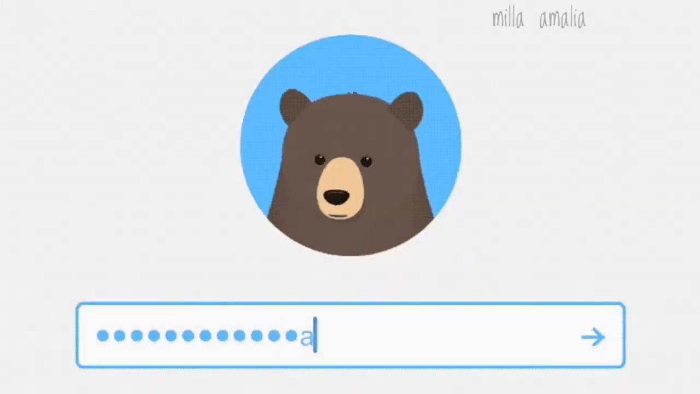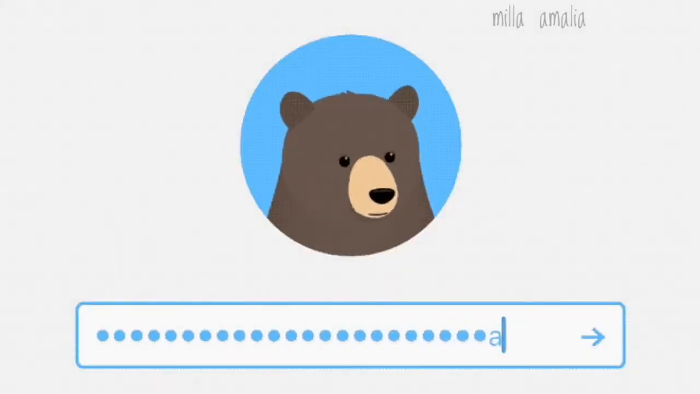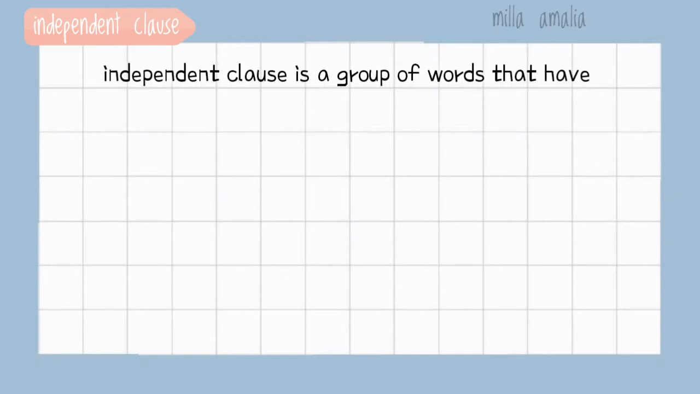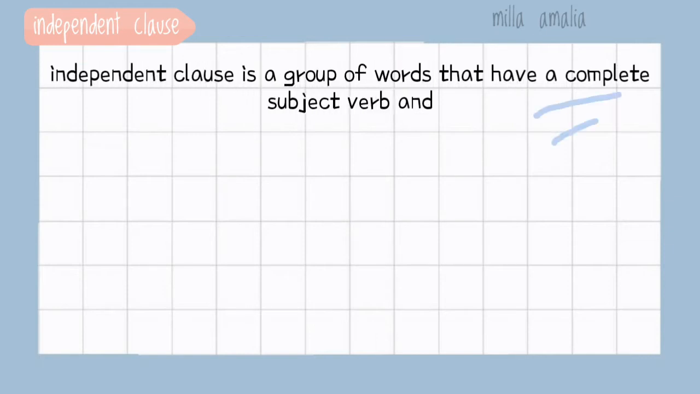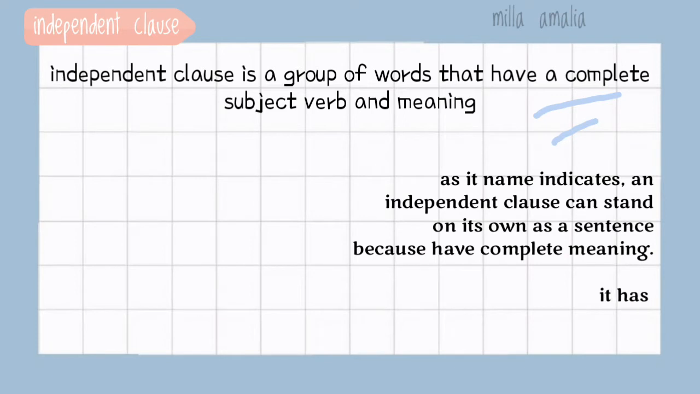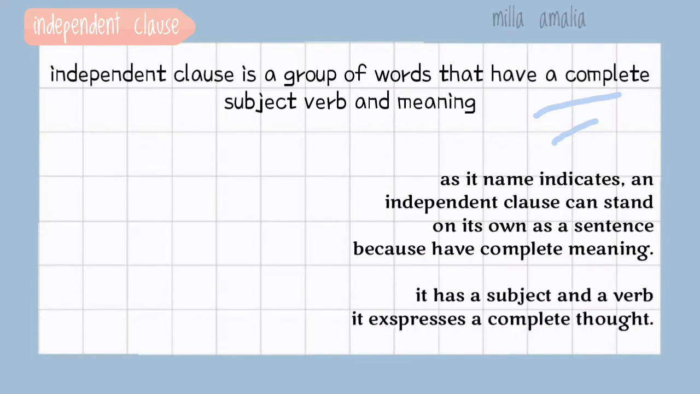So, let's take a moment to see the types of clause. The first type of clause is independent clause. An independent clause is a group of words that has a complete subject, verb, and meaning. As its name indicates, an independent clause can stand on its own as a sentence because it has a complete meaning. It has a subject and a verb, and it expresses a complete thought.